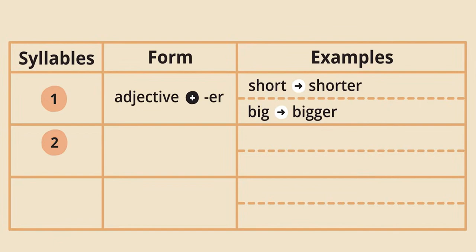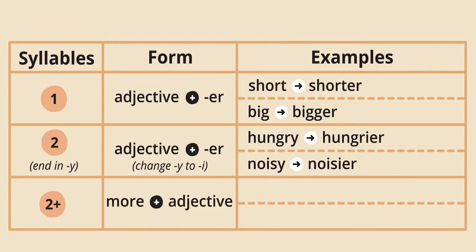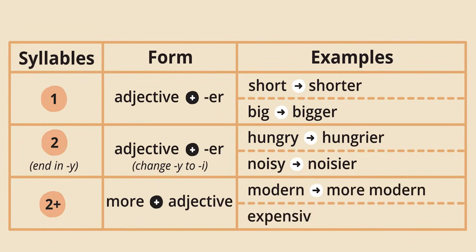For two-syllable adjectives that end in y, we change y to i and add er. For example, hungry becomes hungrier, and noisy becomes noisier. For adjectives that are two syllables or more, we use the word more before the adjective. For example, modern becomes more modern, and expensive becomes more expensive.